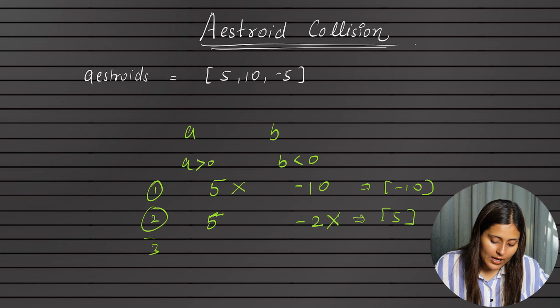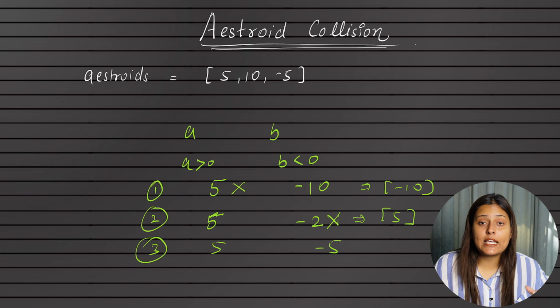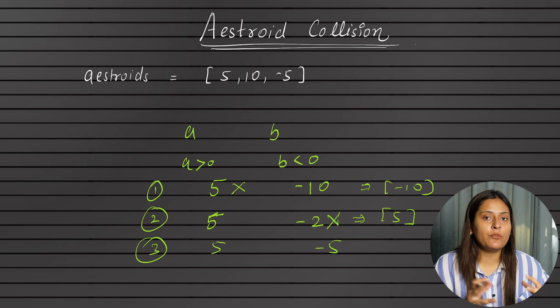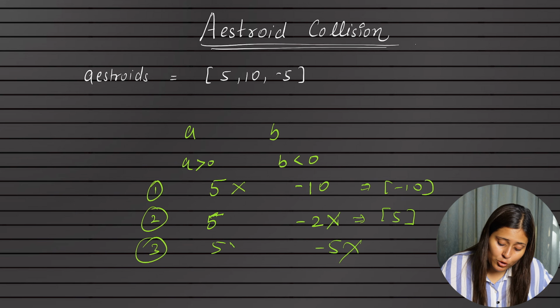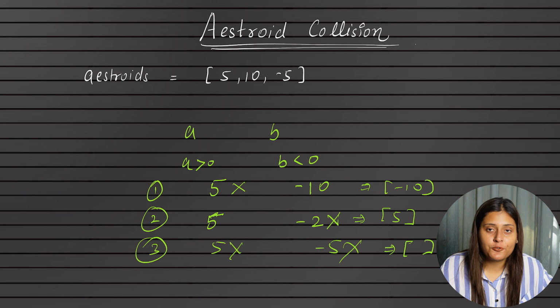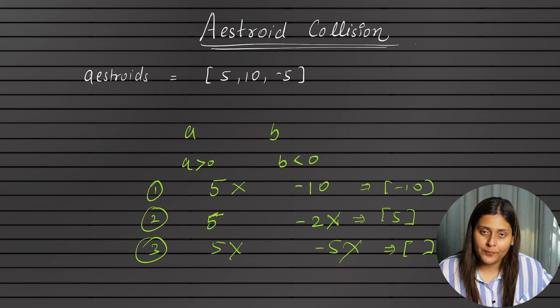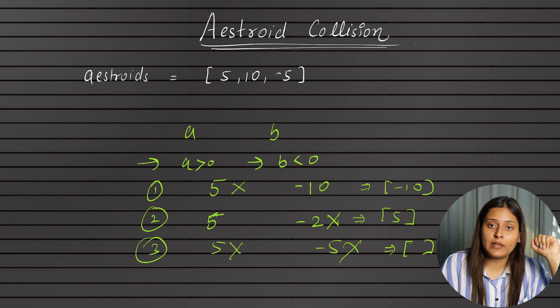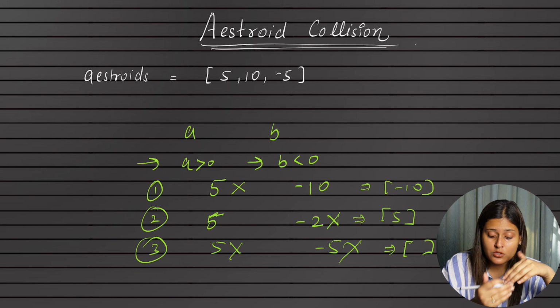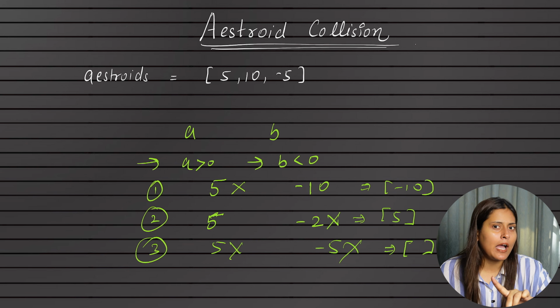Can I say this? Now, as 5 and minus 5. The question says that when equal or same values collide with each other, they both will vanish, correct? So in this case, both will collide, and in our answer we have to return nothing, saying all vanished when they collide. Okay, so the very first case is A should be positive, B should be negative, and if so, then here also we have 3 different cases that we have to cover.